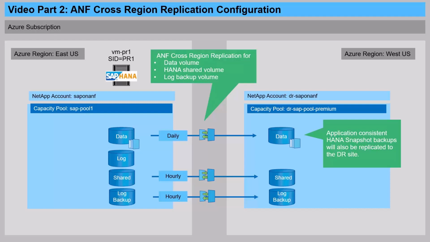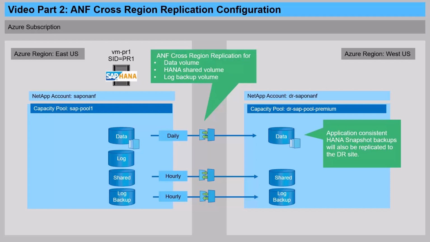As a next step, ANF cross-region replication is configured to replicate the HANA volumes to the DR site in Azure region West US. The replication will be configured for the HANA data, the shared, and the log backup volume. Recovery at the DR site is done by a forward recovery of the HANA database using the replicated log backups. Therefore, the RPO is defined by the replication frequency of the log backups. In our lab setup, the log backups are replicated once per hour. The minimal schedule supported by ANF cross-region replication is every 10 minutes.